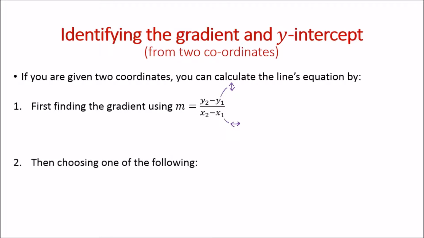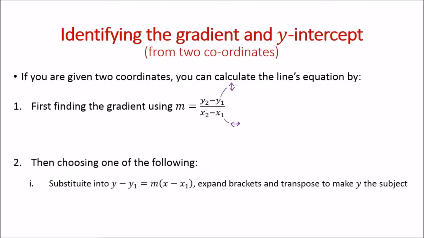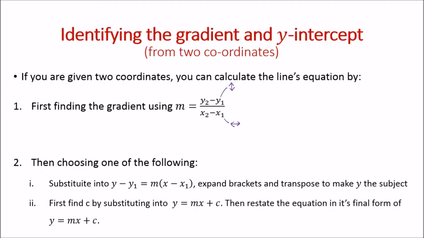But once you get to step 2, you have a choice between two different methods. The first one is to substitute known values into your point slope equation, which is y minus y1 equals m bracket x minus x1. You'll then need to expand the brackets and transpose to make y the subject. And by that point you will have finished working out what your line's equation is. The second method uses our familiar y equals mx plus c formula, and you'll need to substitute known values into that and solve for the value of c, which is the y-intercept.